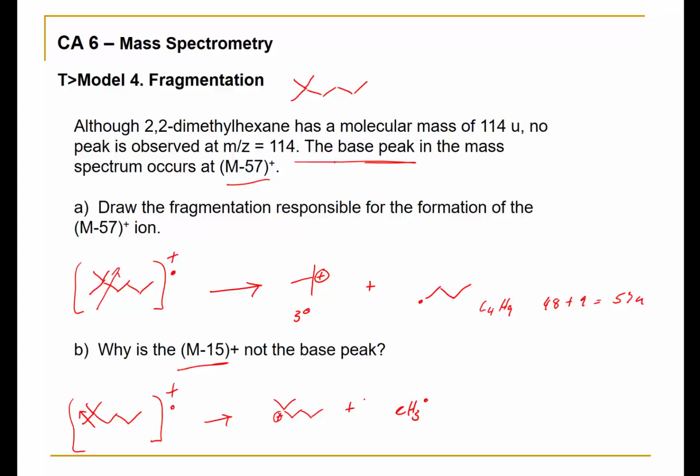So why is situation A better than situation B? Well, you can see that in terms of the cation, both result in a tertiary carbocation. But in terms of the radical, here we have a primary radical, and down here we have simply a methyl radical. So what I said about carbocations and their relative stability also applies to radicals. So as you might imagine, a primary radical is a bit more stable than a methyl radical. And therefore, it is indeed going to be the M-57 that is our base peak.